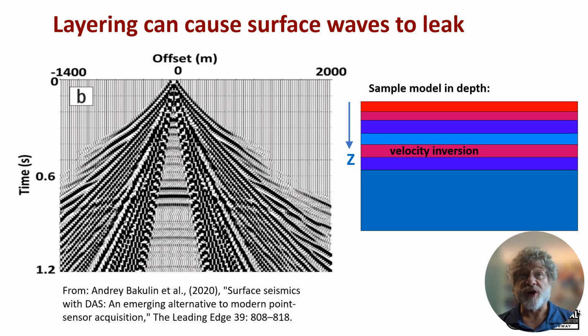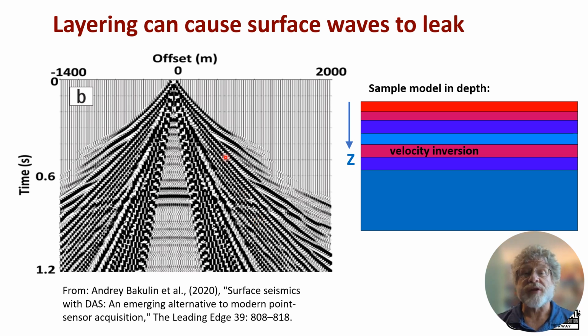There are several things that can cause this leakage, and one is just standard layering. So here's a nice example from Andrew Bakulin. It's a 1D model with layering. You can see on these inner offset traces, the surface waves are very strong. They're clipped significantly, but they're leaking out into these faster refractions here. And these faster refractions are in fact stronger than the reflections.